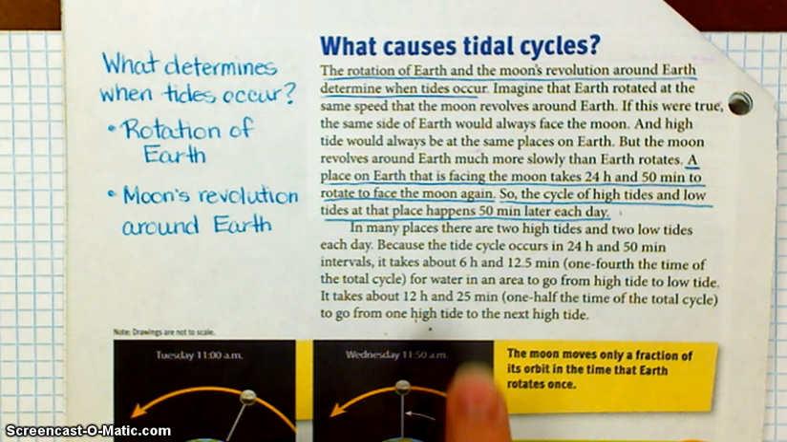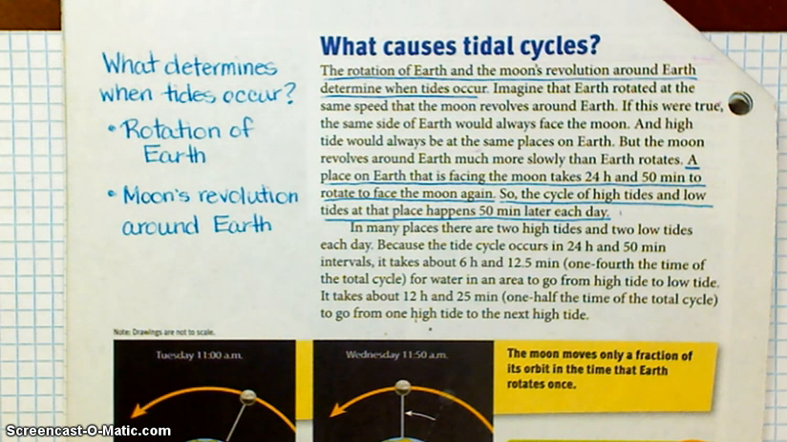Okay? In many places, there are 2 high tides and 2 low tides each day. Because the tide cycle occurs in 24 hours and 50 minutes, it takes about 6 hours and 12 and a half minutes, 1/4 of that 24 hours and 50 minutes, for water in an area to go from high tide to low tide, because of the rotation of the Earth and the position of the Moon. Okay? It takes about 12 hours and 25 minutes, which is half of the total tidal cycle time, to go from high tide to the next high tide.